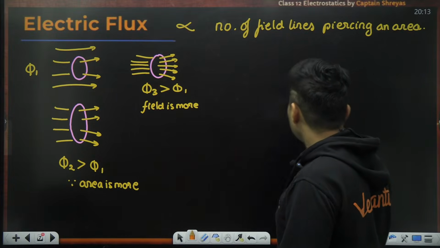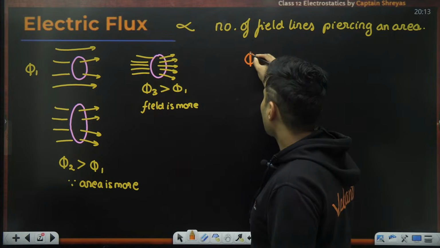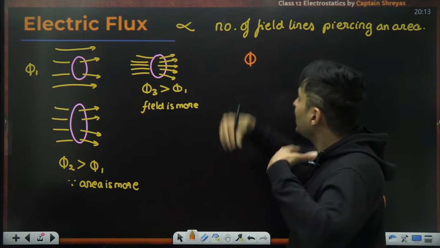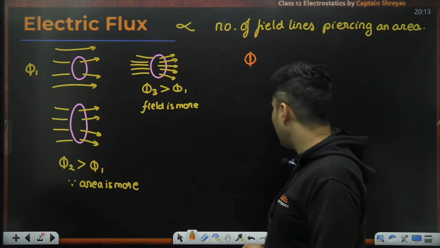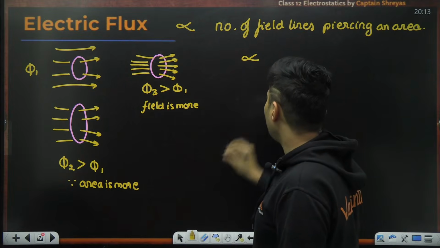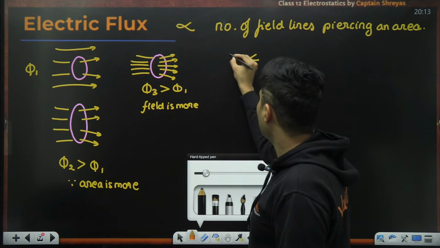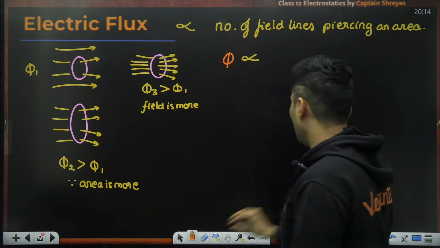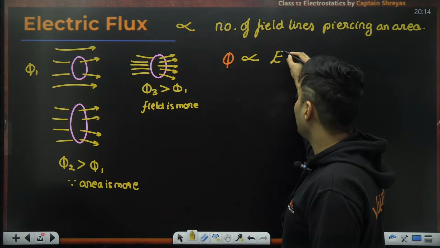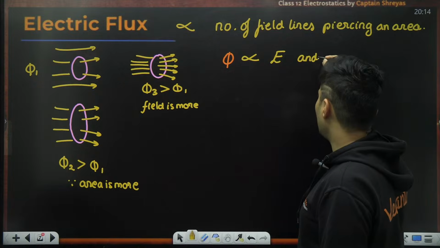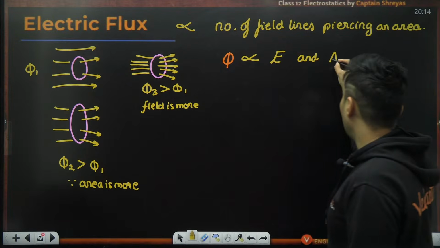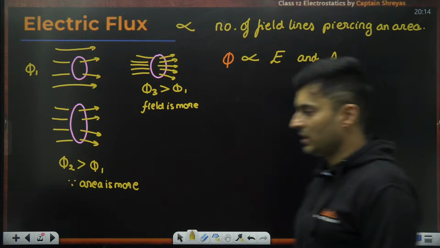So can I say that the electric flux is proportional to the field lines piercing that area? The number of lines which are piercing that area, what is that proportional to? That is definitely proportional to the electric field and also the area part of it.